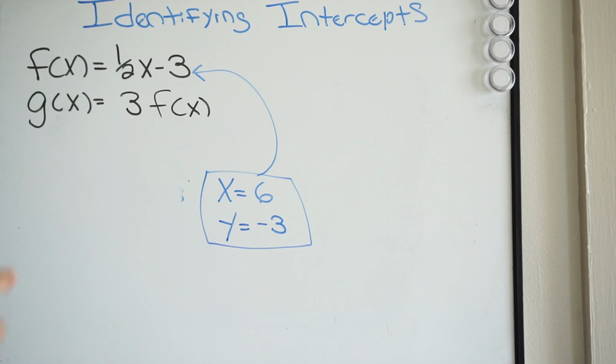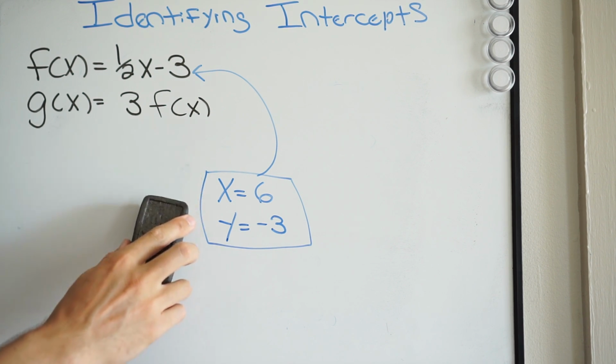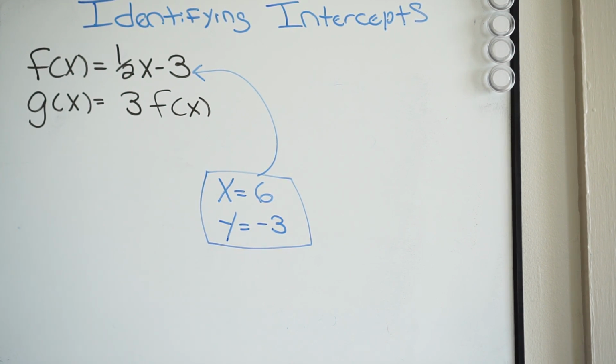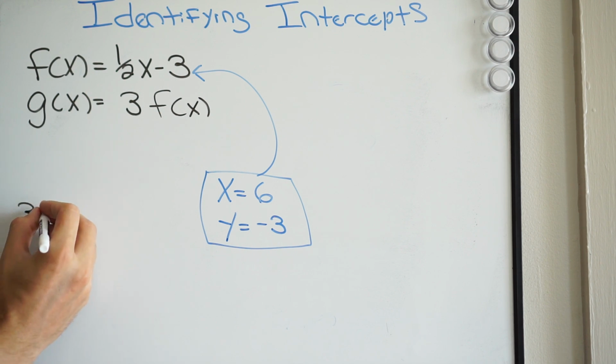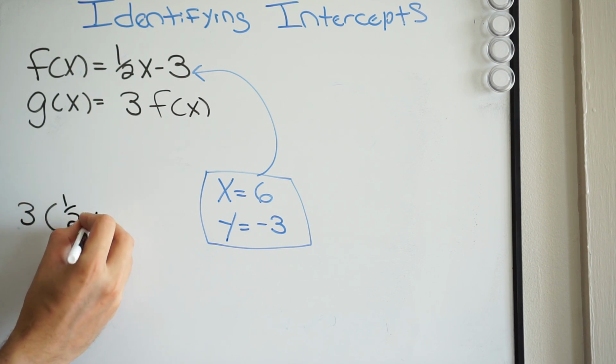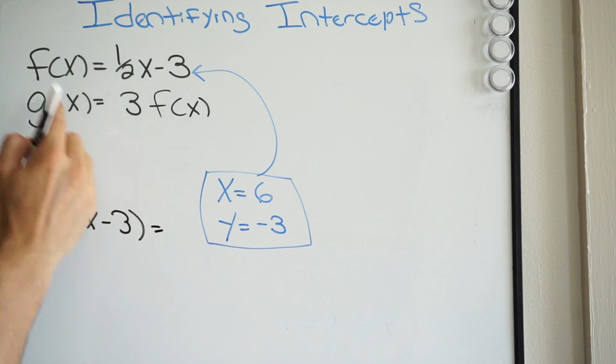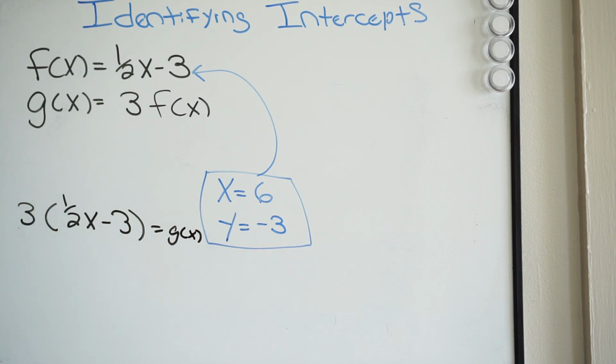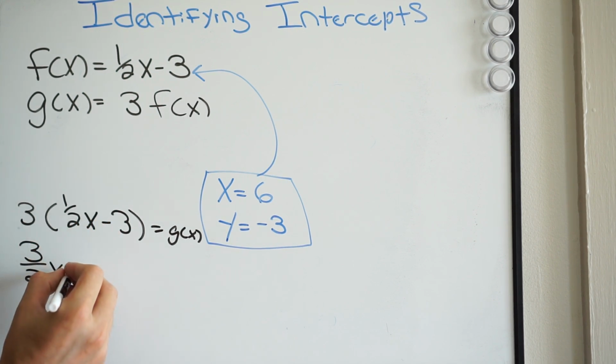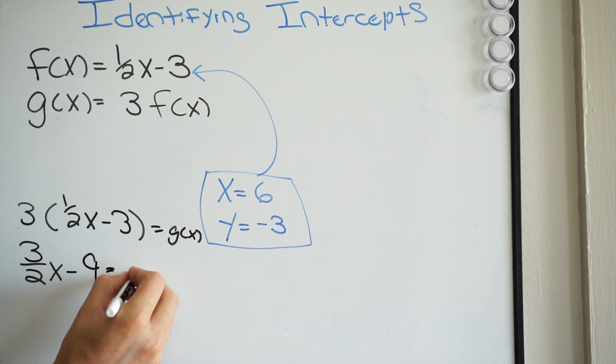Well, it's telling us that we're doing 3 times f of x. There's a couple ways you could do this. If you're good with transformations, you may already see what's going on here. If not, we'll just go ahead and do the operation out. We'll do this first, and then I'll show you how you could have solved this using transformations. So we're going to do 3 times f of x, which is 1/2 x minus 3, and this is all equal to g of x. Let's distribute this 3, so we get 3 over 2x minus 9, equal to g of x.